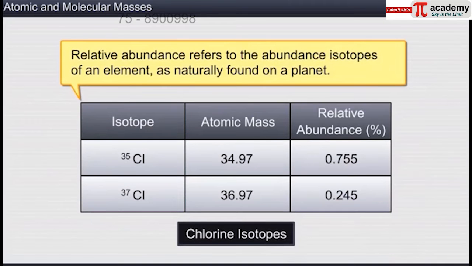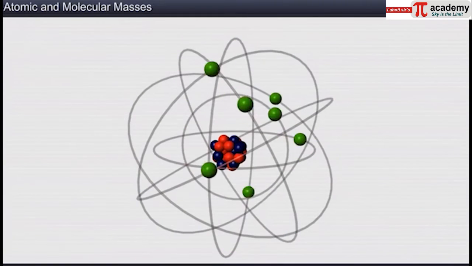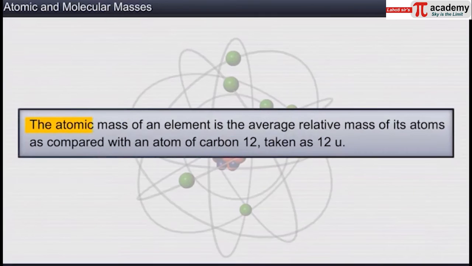Relative abundance refers to the abundance of isotopes of an element, as naturally found on a planet. Average atomic mass is the sum of the abundance of each isotope multiplied by its precise atomic mass. Thus, the average atomic mass of chlorine is calculated as 35.46 U. Hence, the average atomic mass was redefined: the atomic mass of an element is the average relative mass of its atoms as compared with an atom of carbon-12 taken as 12 U.